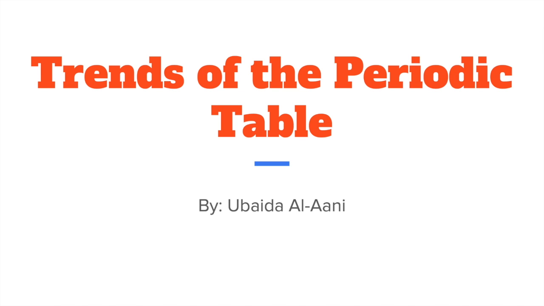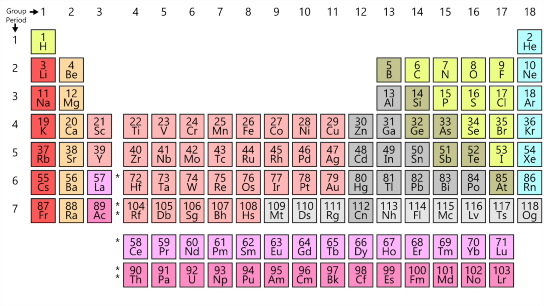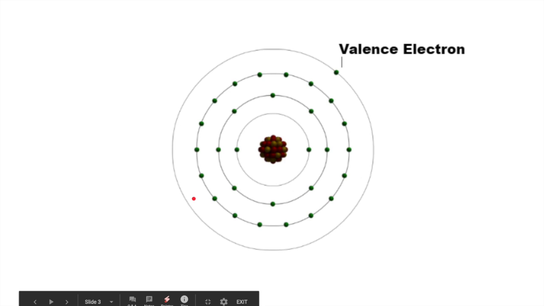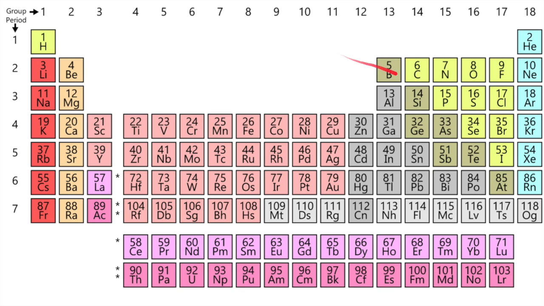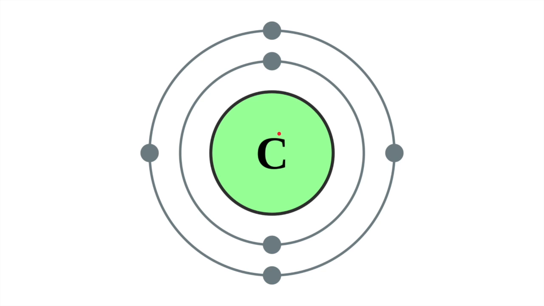of the periodic table. The periodic table is a display of all the elements known to man. It is organized into groups, which are the vertical columns. They determine the number of valence electrons, the outermost electrons in an atom, and periods, which are the horizontal rows. They determine the number of shells an atom has.